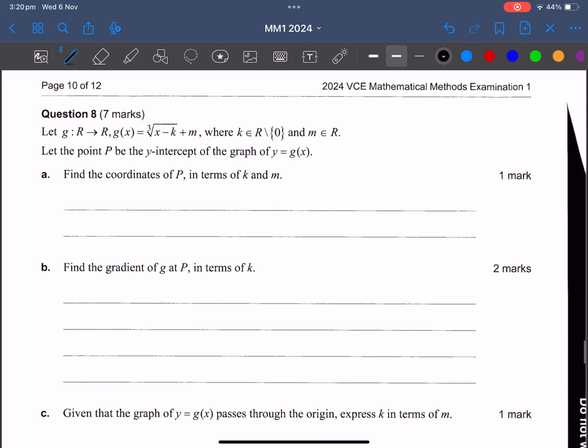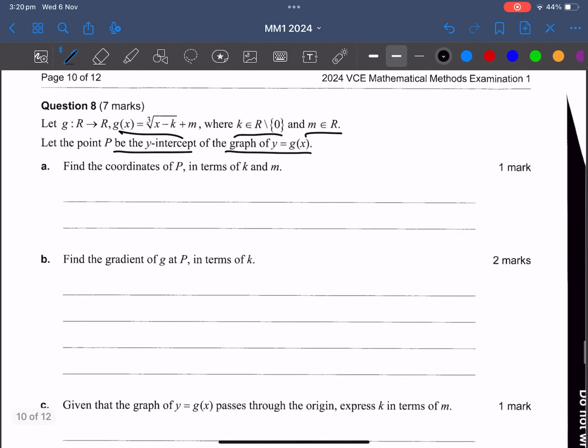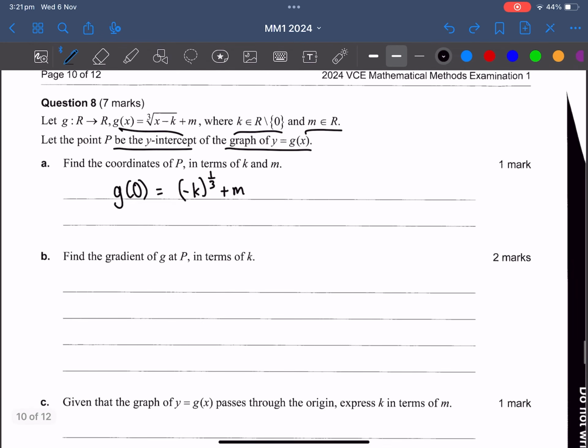So question number 8. We have g of x equals this, where k is every other value but not 0, and m is all real numbers. And let point P be the y-intercept of the graph. Find the coordinates of P in terms of k and m. If it's the y-intercept, we set x equals to 0. So we'll have negative k to the power of 1 on 3 plus m. This is just another way to write cube root. So our coordinates for P would be 0, comma, negative k to the power of a third plus m.